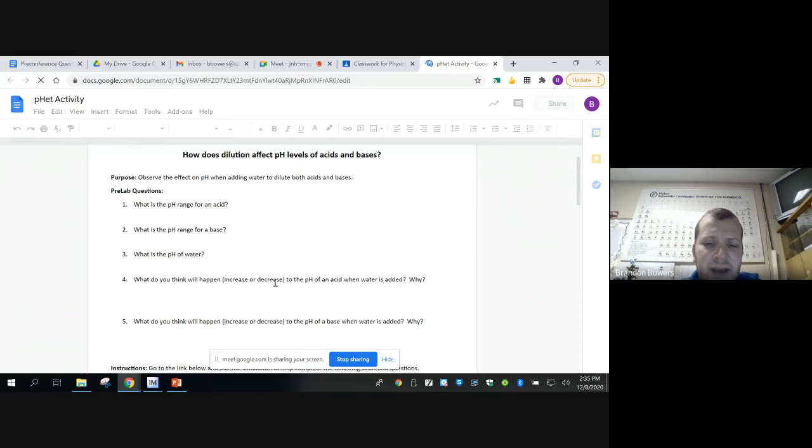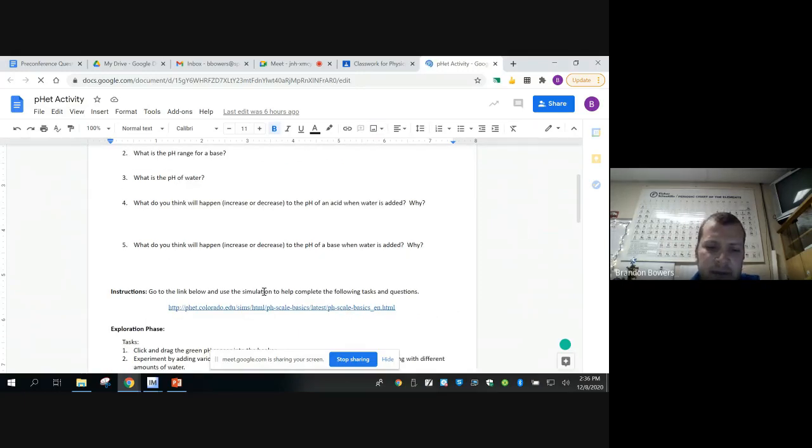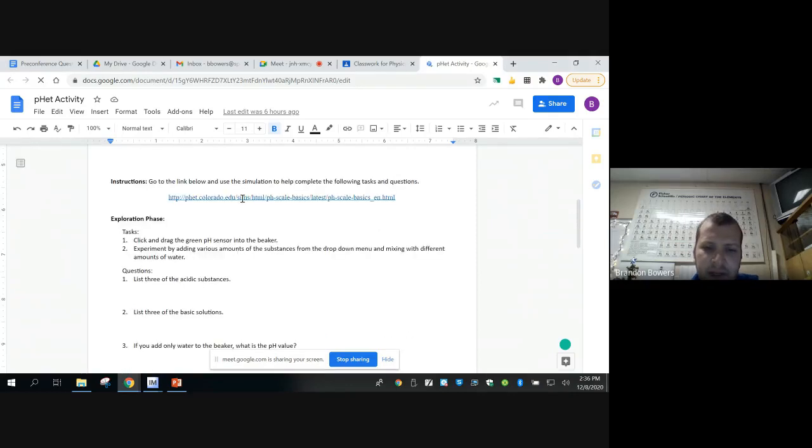What do you think will happen to the pH of an acid when water is added? Well, acids are below 7. So if you add water, which is 7, do you think it will go up or down? The same question is asked for bases. If you scroll down a little bit, it'll take you to these instructions, where you will do a simulation.